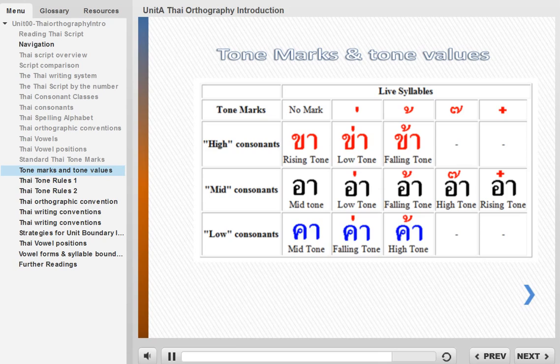For a syllable beginning with a low initial consonant, the tone of an unmarked live syllable is mid, as in ka. With tone mark 1, the tone is falling, as in ka. And with tone mark 2, the tone is high, as in ka. Note that the special tone marks 3 and 4 typically mark the syllables with mid-class initials.